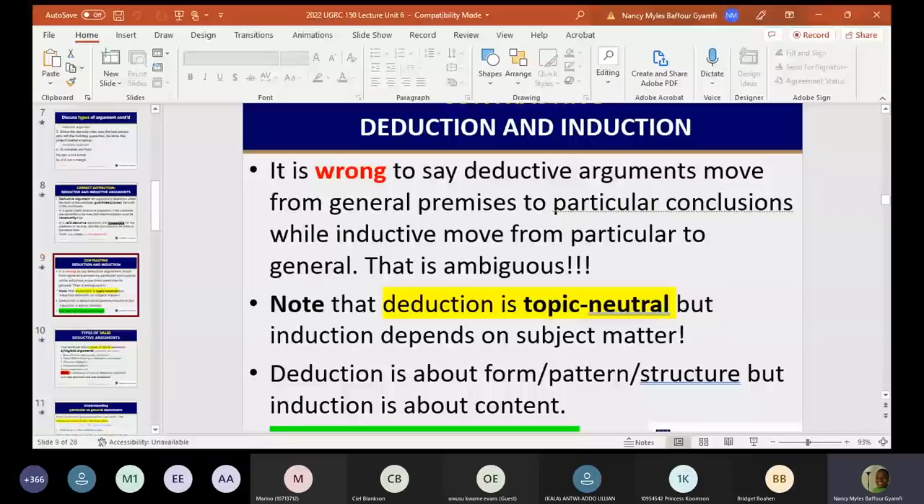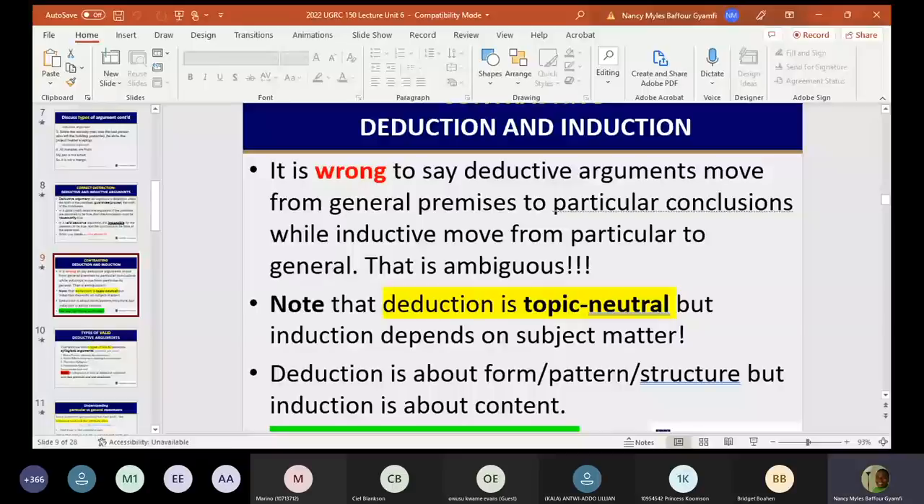Now let's see deduction and induction again. Please read it, sister. It is wrong to say deductive arguments move from general premises to particular conclusions, while inductive move from particular to general. That is ambiguous. Your textbook wants us to touch on that, because some books try to do the distinction this way. They'll tell you that if an argument is deductive, then its premises will be general and lead to a particular conclusion, like the ones we did. All women are cheats. Mansa is a woman, therefore Mansa is a cheat. That's true, but it is not always the case.